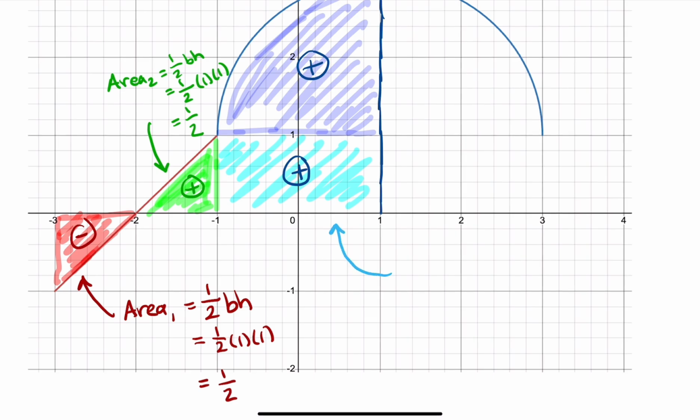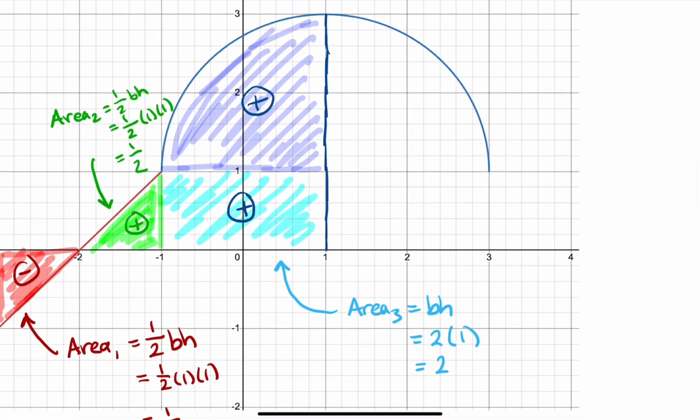Now what about the rectangle? We know for any square and rectangle, the area is just the base times the height. And we see from -1 to 1, that is 2 units, so the base is 2. And the height goes from 0 to 1, so the height is 1. And so we get an area of 3 here.